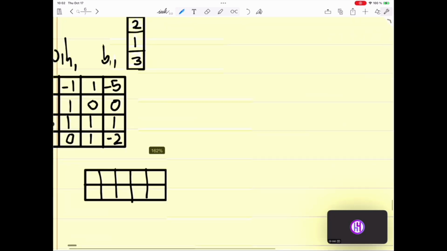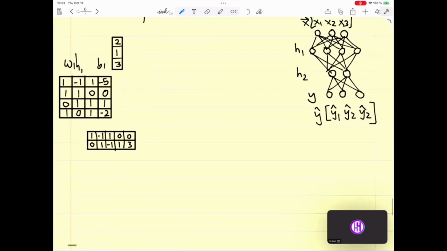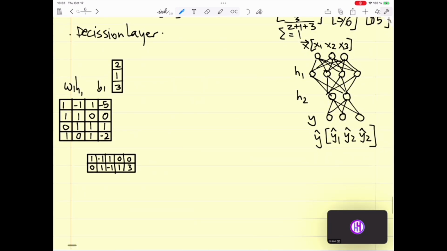And here I have 1, -1, 1, 0, 0, 1, 0, 1, -1, 1, 3. Okay, so this is the second layer, the second hidden layer. And these are the weights from the first hidden layer to the second hidden layer. This is B2.